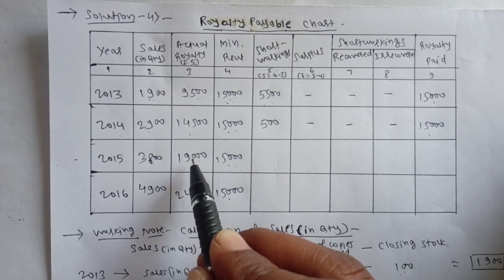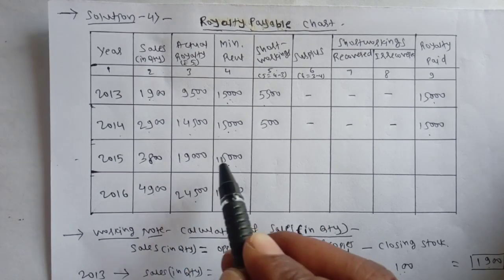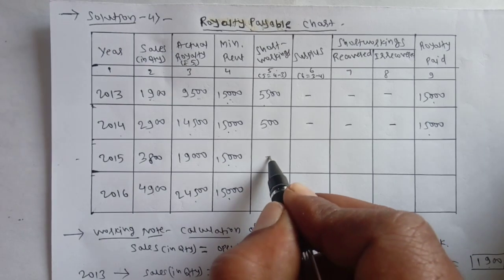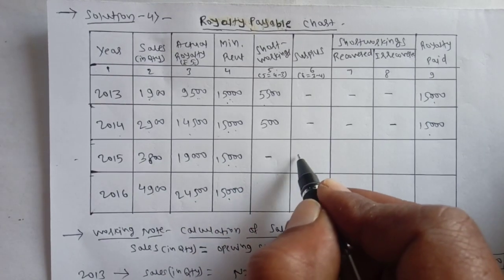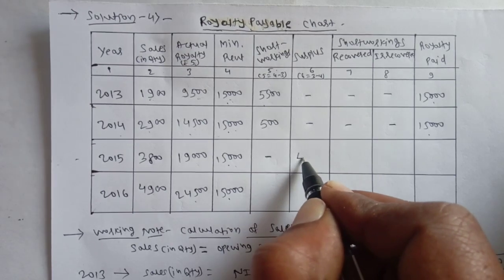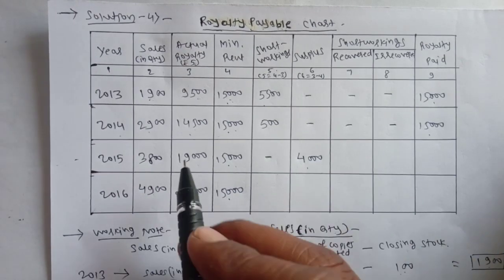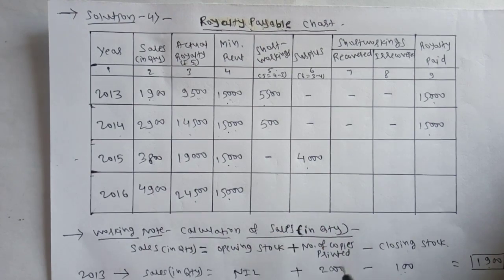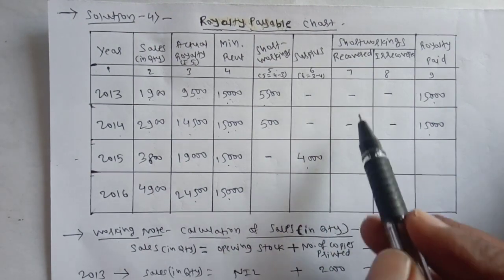Now in 2015, actual royalty is 19,000 and minimum rent is 15,000. Actual royalty is more than minimum rent, so there is an existence of surplus. How much surplus is there? 19,000 minus 15,000, that is 4,000. Then there is recovery of short workings.